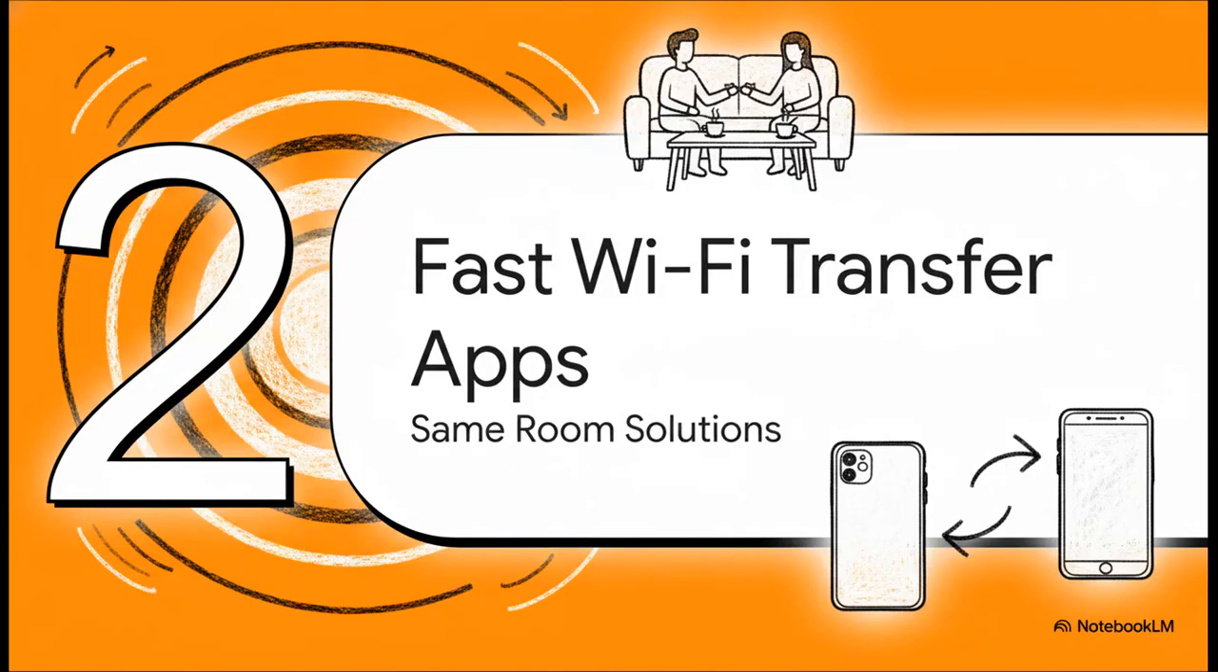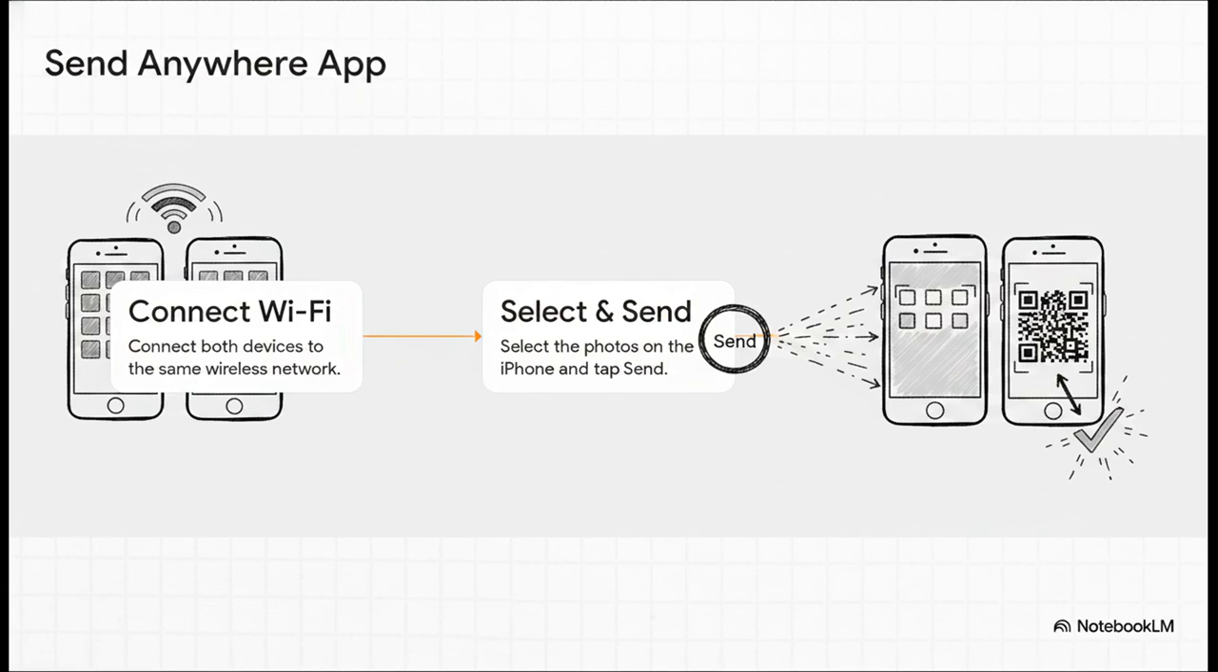Section 2. Fast Wi-Fi transfer apps. Okay, so if you're sitting right next to your friend on the couch, or maybe across the table at a coffee shop on the same local network, this is what you want to do. Let's look at a highly recommended app from our source data called Send Anywhere. First up, verify both devices are connected to the exact same Wi-Fi.